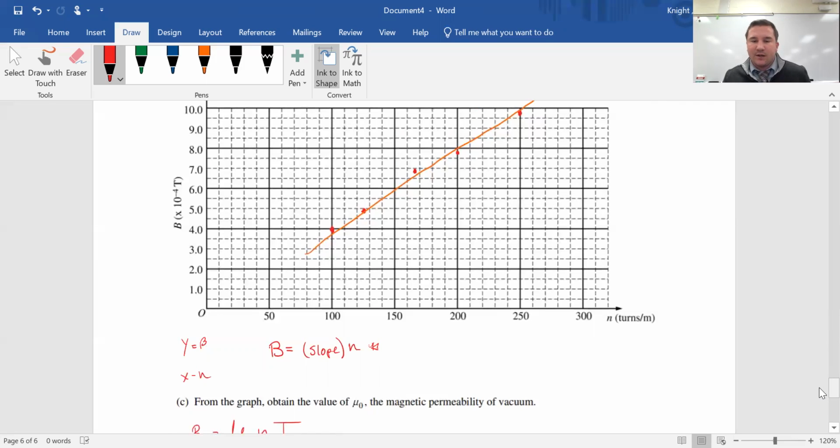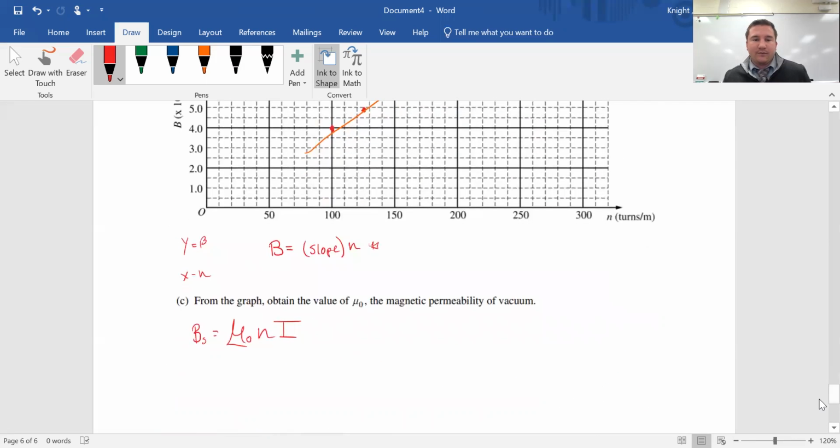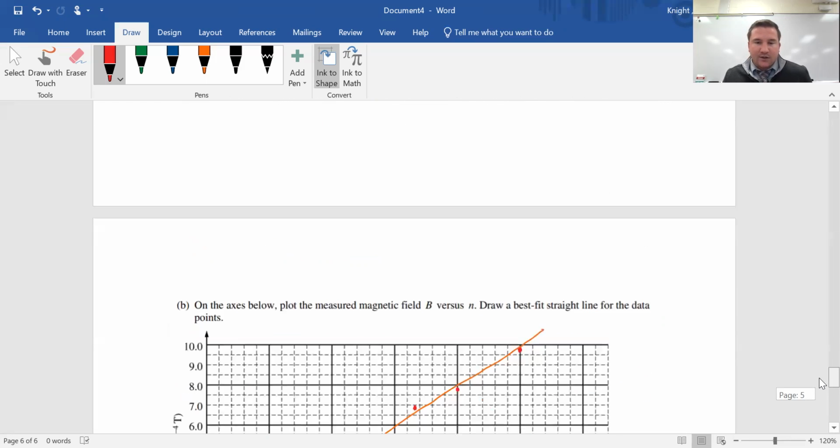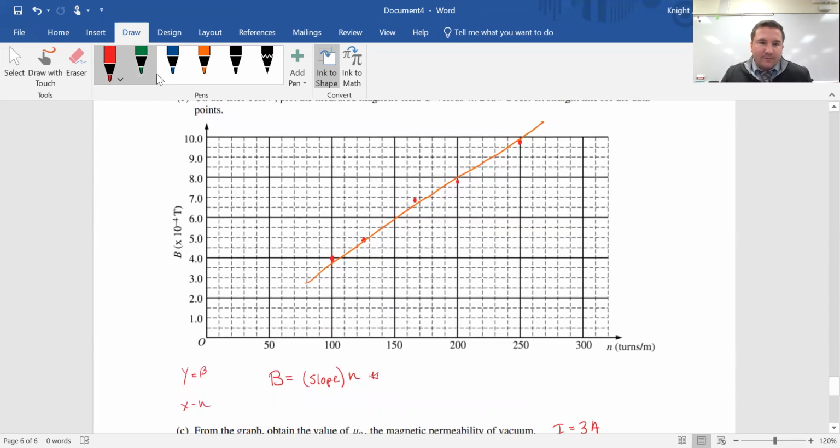So if we ignore the y-intercept, we can relate these two equations, and the slope becomes what's left over, B over N. The slope of our graph here is equal to mu naught times I, where we're given in the very beginning that I is equal to 3 amps. So if I can figure out the slope of the line, I'll pick 2 points on my line, points that look kind of nice. I'm going to pick this point and this point.